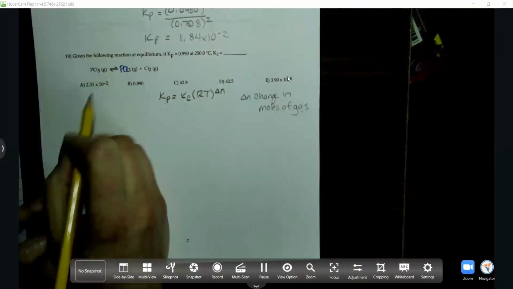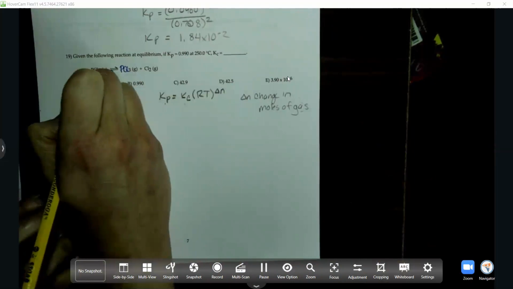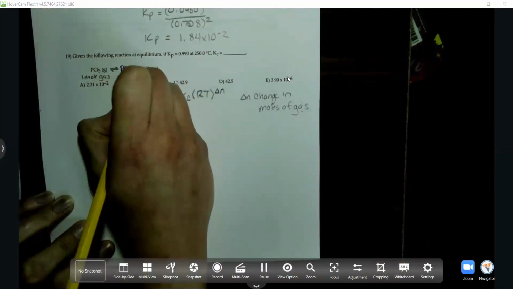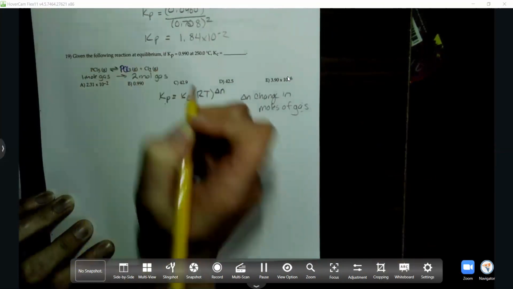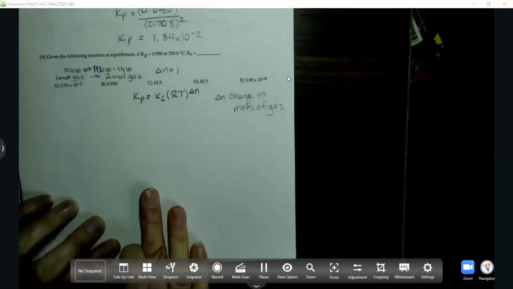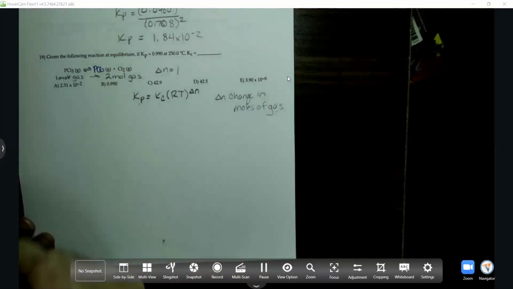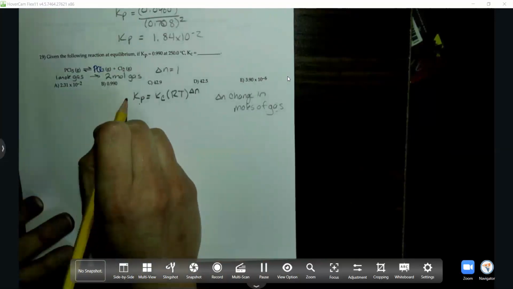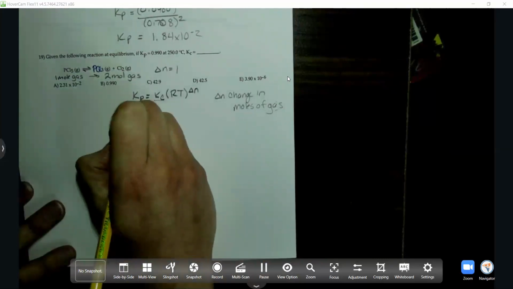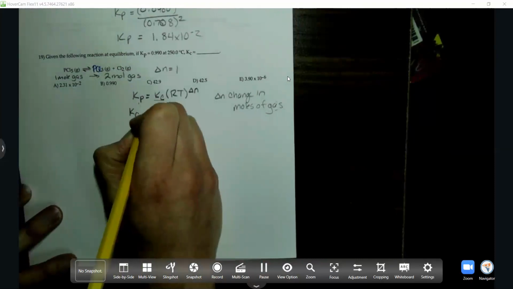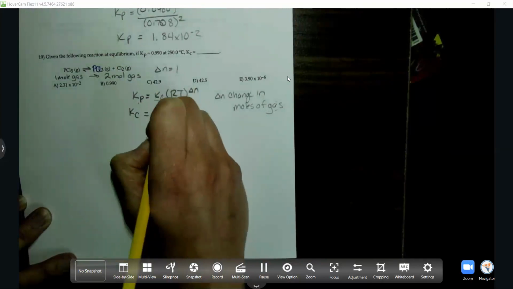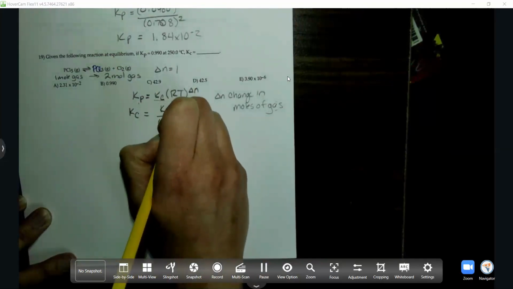So let's look at our reaction and see what's going on. We have 1 mole of gas going to 2 moles of gas. So we do have a change, our delta n is equal to 1. So we do need to solve for Kc. Sorry. So Kc, rearranging this equation for my unknown, is equal to Kp over RT raised to the delta n.